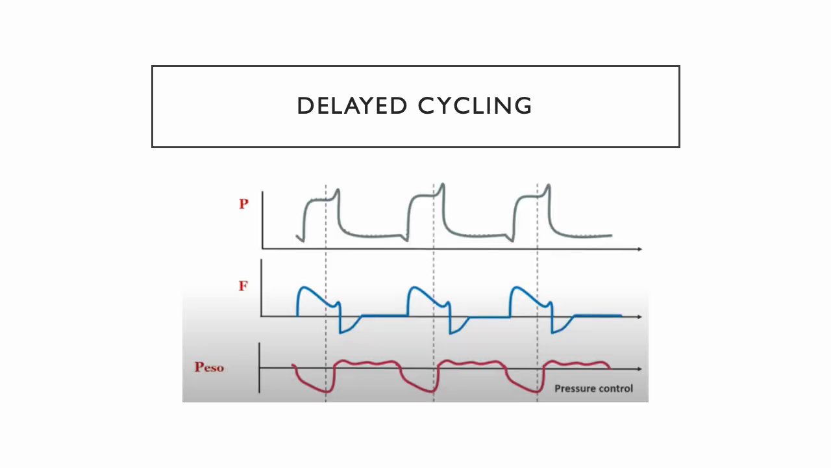This picture shows another example of delayed cycling. So the patient is spontaneously breathing. We can see negative deflections in the esophageal pressure monitoring. But what we see is this terminal upward deflection in the pressure time scalar. And this represents the patient trying to actively exhale, but the machine is still in inspiration.